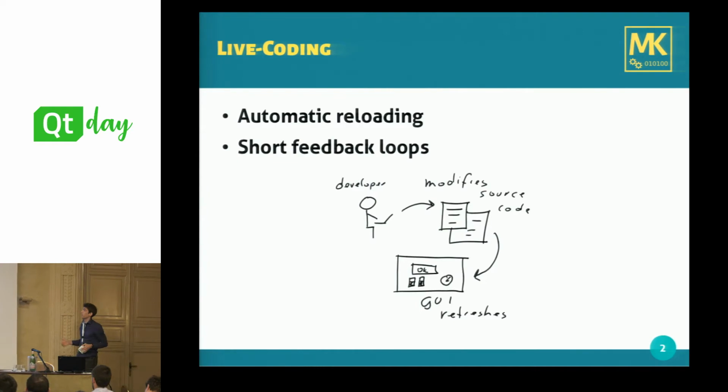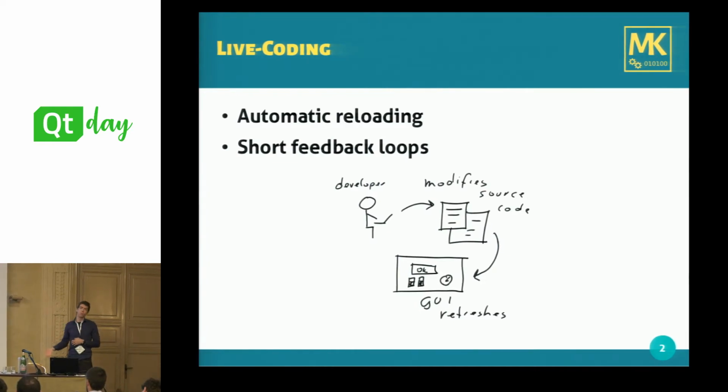So the idea of live coding is actually to automatically reload your QML application when you modify your code. Pretty simple idea. You work on the code and your GUI just refreshes and reloads all the QML components. With Python, we can extend that to the Python code as well, which is pretty cool.